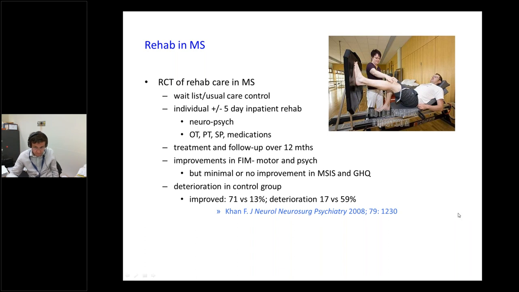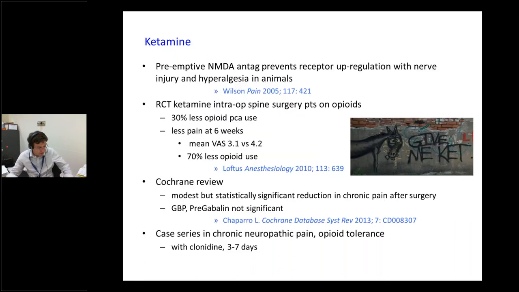Ketamine can be used, and we often use it as an inpatient. I'll go past this. There's good support in acute pain and the transition from acute to chronic pain, less so in chronic neuropathic pain, but there's some case series. So it's common for us, with people with poorly controlled MS, to have them inpatient with neurology for a ketamine infusion.